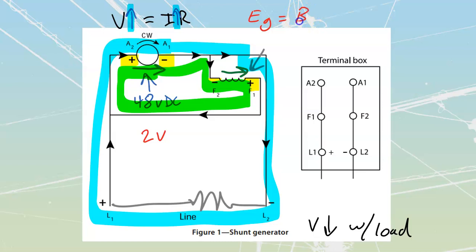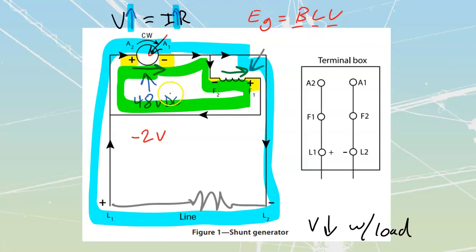EG is equal to BLV. We've got the same flux density, same length, the same velocity this thing is turning at if we've got a good prime mover. So it's still going to put out the same value of voltage, but now we're going to drop some of those volts just across the copper before we leave. So 48 volts minus 2 volts would mean that now I'm going to be left with a value of 46 volts that I'm going to have on my outputs of this.